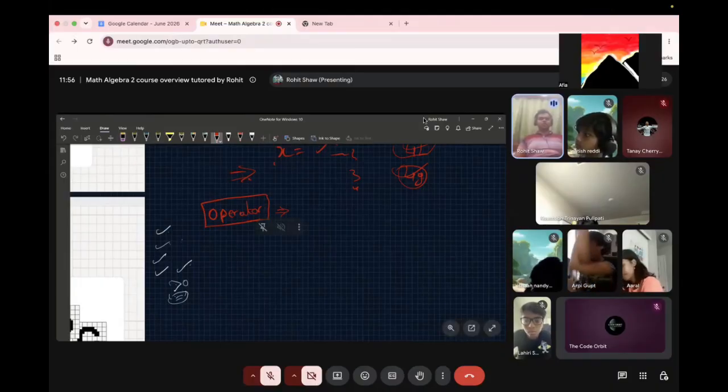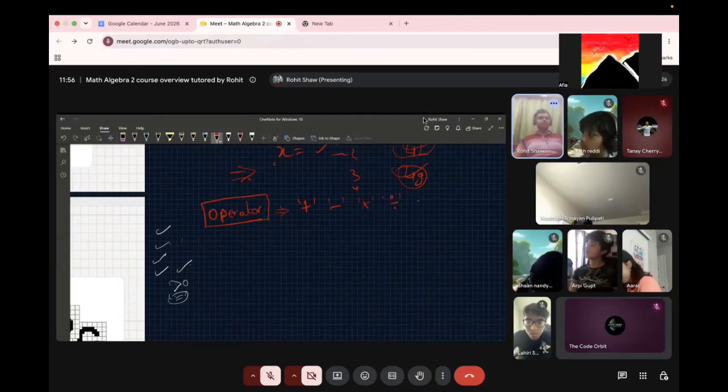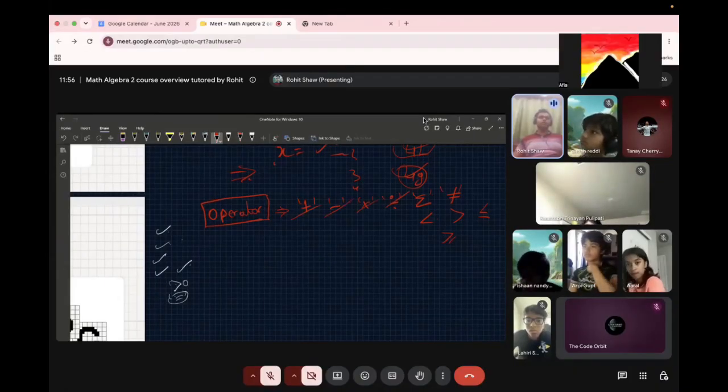So what are operators? Operators are addition, subtraction, multiplication, division. These are the operators we know. Summation, this is also an operator. Okay, and this is also an operator. This is not equal to, this is greater than or equal to, this is less than, this is greater than or equal to, this is less than or equal to. Okay, these are the operators. The first four we know already. Sigma is the summation notation.